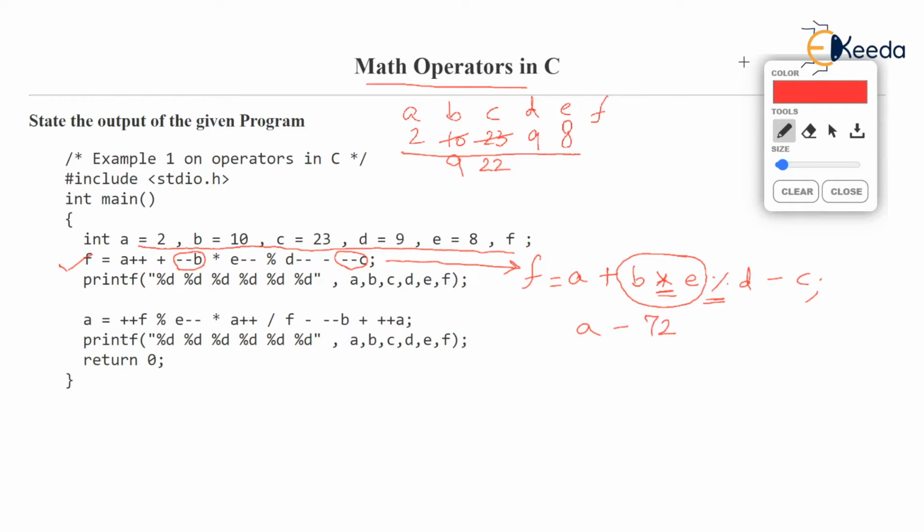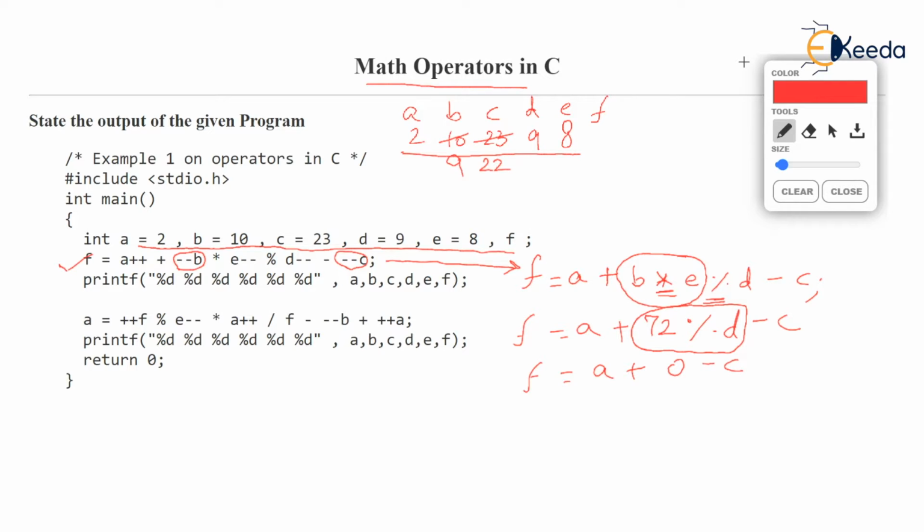So we have f is a plus 72 percent d minus c. Now plus, percent and minus remain, but percent has higher precedence. So 72 percent d will be done, and d in the table is 9. So what is the remainder if you divide 72 with 9? 9 8s are 72, so the remainder is 0. So what's pending is f becomes a plus 0 minus c.